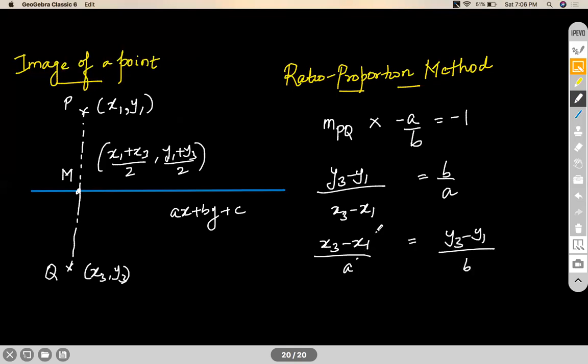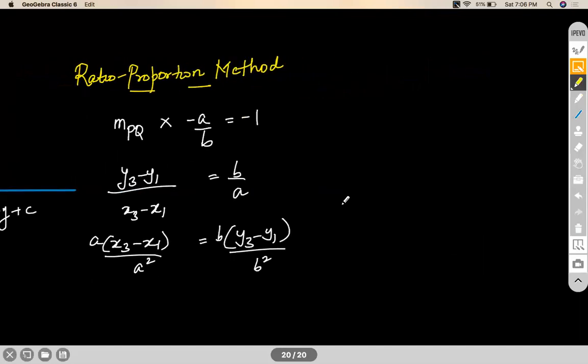Yeah, ratio proportion method. Now again, the story is same. The slope of PQ into slope of this line is going to be -1, correct? That means y3 minus y1 by x3 minus x1 is equal to b by a. Nothing will change till that ratio proportion step. So x3 minus x1 by a is equal to y3 minus y1 by b. Multiply this with an a, multiply this with a b. Use the ratio proportion method. So this will be equal to a(x3 minus x1) plus b(y3 minus y1) upon a square plus b square.